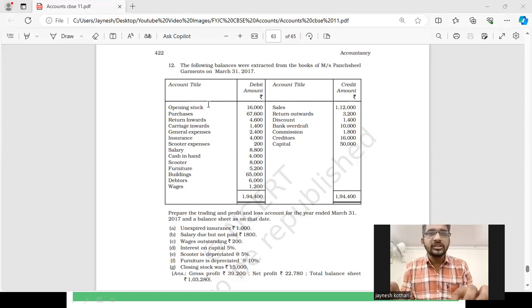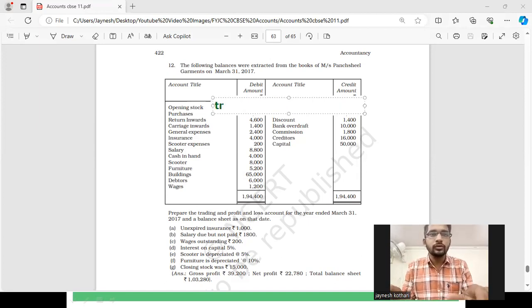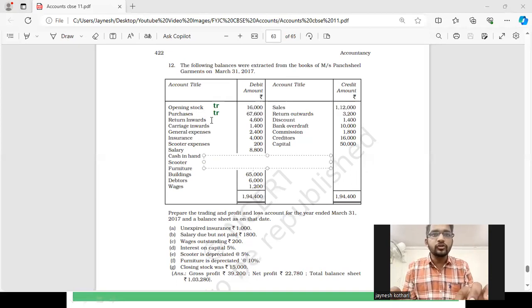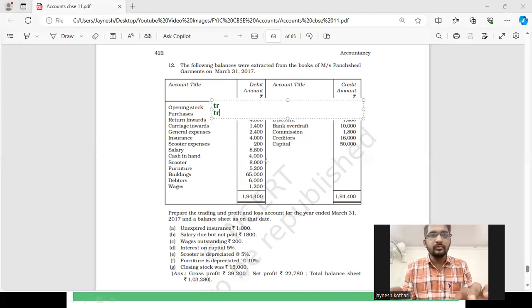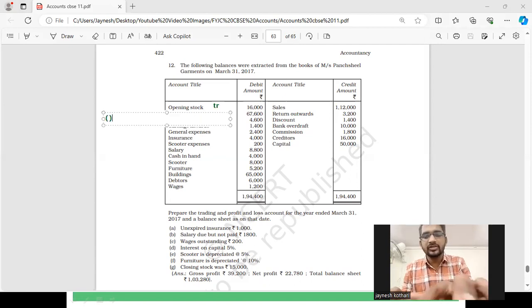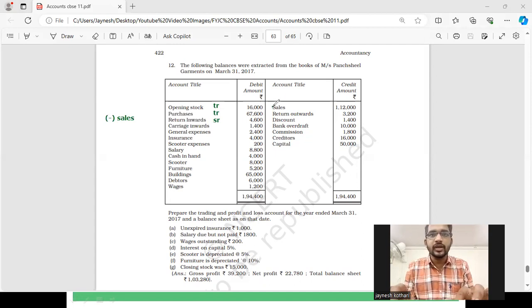Okay, so let's start. Opening stock will go to trading account. Let me reduce the size of the font. Okay, trading account. Next, purchase will go to trading account. Now we have return inward. Return inward is as good as sales return because the goods are coming in. Return means goods are coming in. So this will be sales return, and over here, sales return will be less from sales. Return inward will be less from sales. And students, I'm going to tick mark sales over here because there's an adjustment over there.